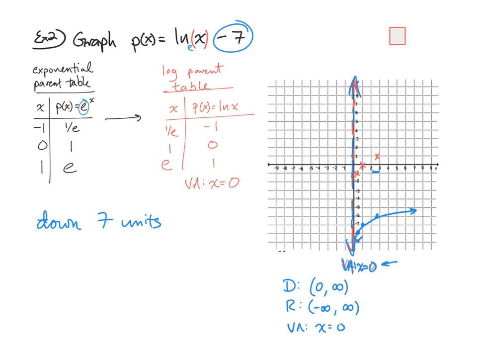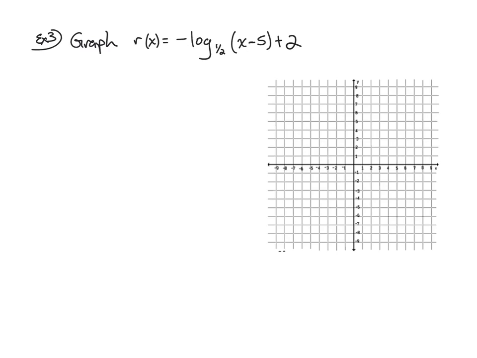One more example. Okie dokie. Let's get it. The function here is r of x equals negative log base 1/2 of (x minus 5), all in parentheses, plus 2. All right. Just see if you can come up with the parent tables right now. The exponential parent table and the log parent table. Go.